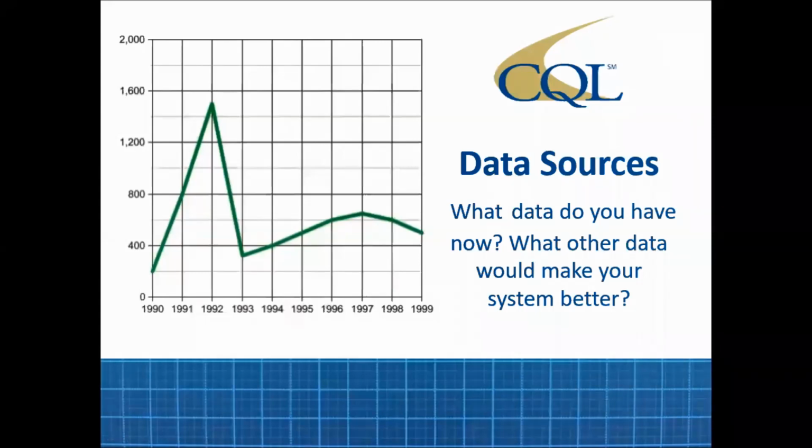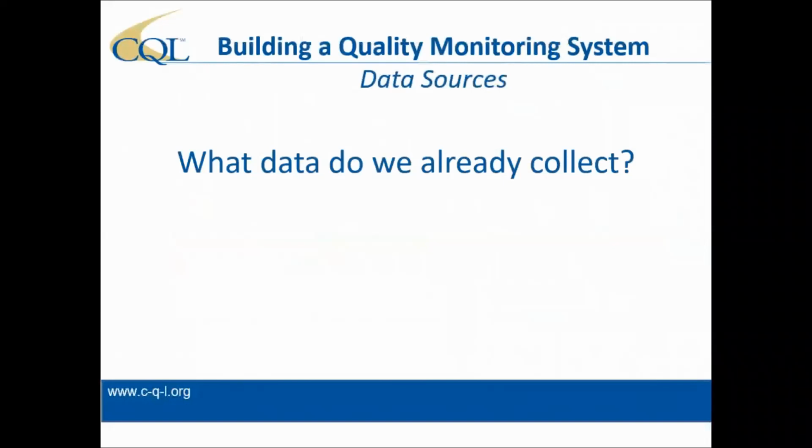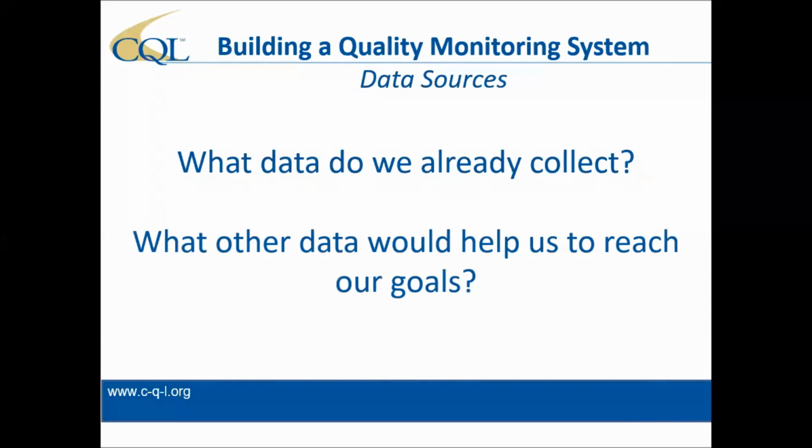Thank you. Okay, great. So let's take a look at possible data sources that we want to include in our quality monitoring system. So again, I really encourage you to just start with the data that you already have. I'm guessing you already have much of what you need to be able to move forward with a very good quality monitoring system. So that's what you want to start with first. Just take a look at what you're already collecting. If needed, later on, you could look at what other data you might collect to reach your goals.